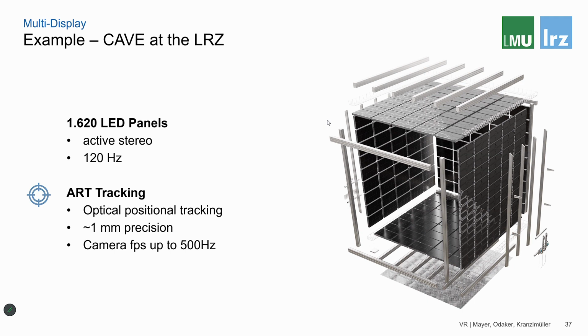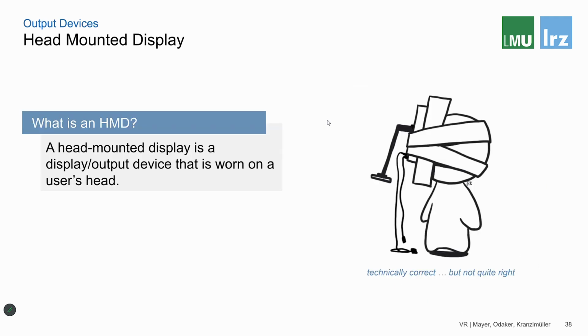Okay, and with that, let's move on to head-mounted displays. What is a head-mounted display? Well, if we look at the name, it's a display that you mount on your head. That's technically correct, but not quite. All head-mounted displays have a number of components that they all share. So what is inside a head-mounted display?